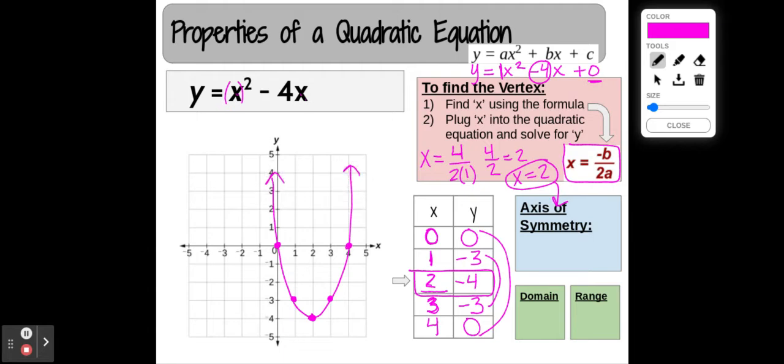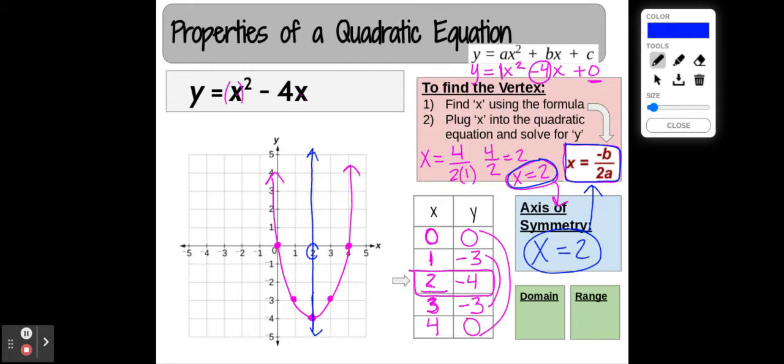Okay, so we want the axis of symmetry. Well, you already know the axis of symmetry because remember, this is the axis of symmetry equation. We got x equals 2. Do you see how if I were to draw the axis of symmetry, it is a line that goes through the x-axis at 2? So x equals 2. That is the axis of symmetry equation.